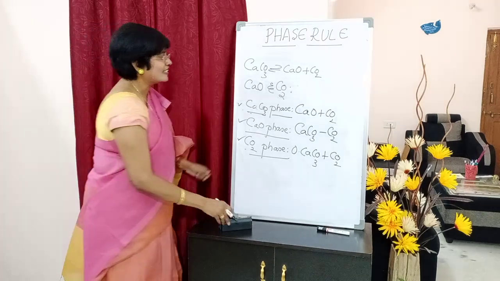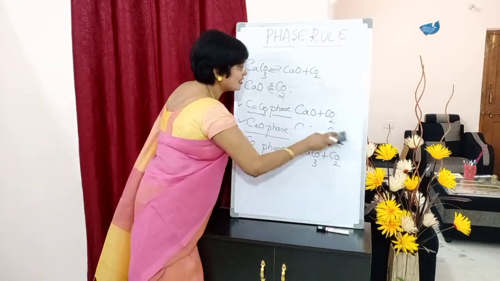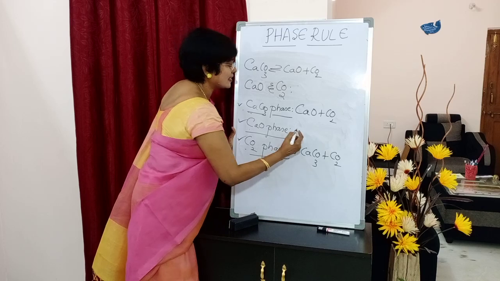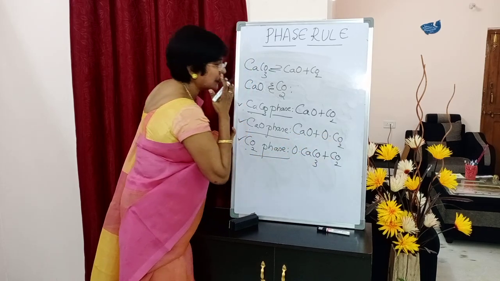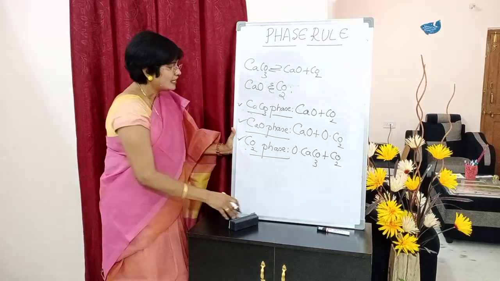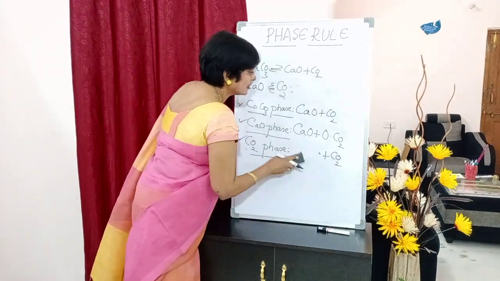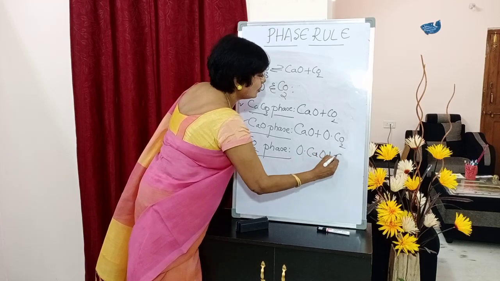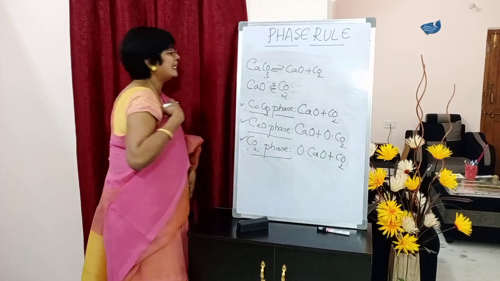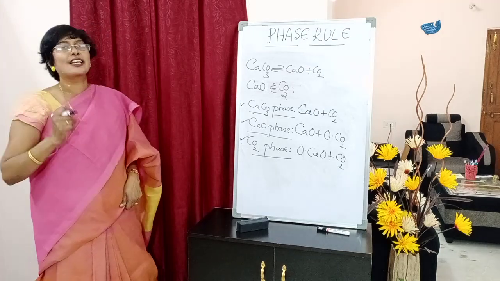Got it? Next, CaO phase, how will you get, students? CaO phase, right, CaO plus 0 into CO2. Okay, next CO2 phase. CO2 phase, 0 into CaO plus CO2 gives you carbon dioxide.